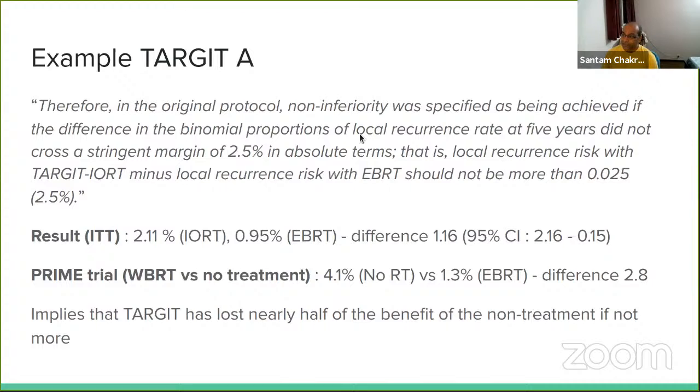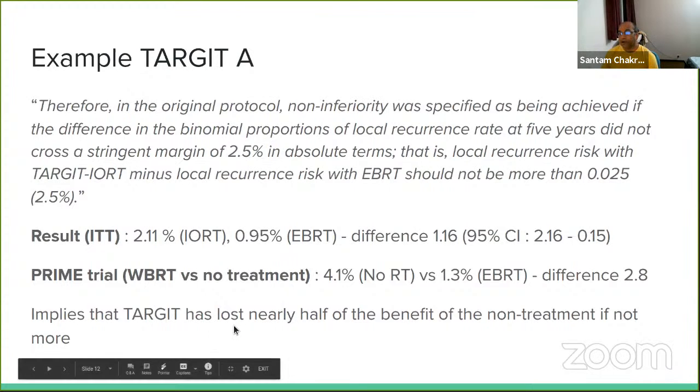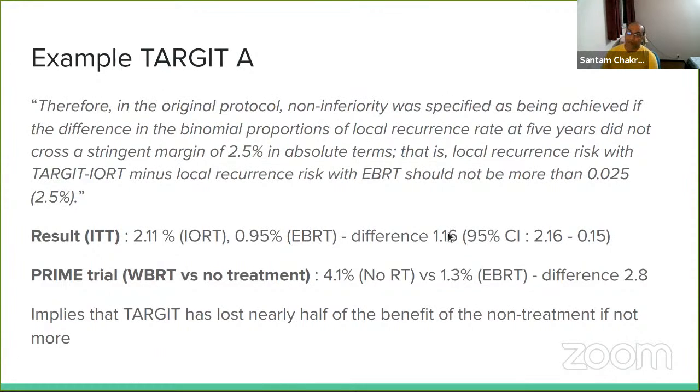Effectively, it is very difficult to conclude that target A may be no better than no treatment at all. Target A, IORT, lost nearly half of the benefit of non-treatment, if not more. So this is a very, very important thing that you must understand. Unfortunately, this is often not specified in the manuscript as it should be, although there is some effort going on towards making sure that this is correctly specified.